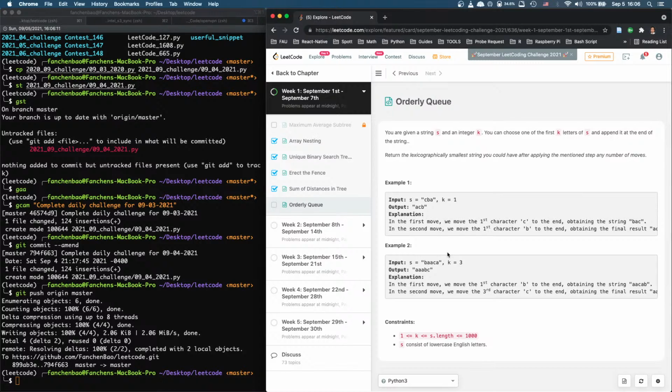Oh, hold on. Not moving K. You can choose one of the first K letters. So one of them. If it's 1, then that's the only one. With 3, you can choose any one of 3. So let's say we move B to the bottom, and then we move C to the bottom, and it becomes AAABC. We move the B to the end. The second move, we move C to the end.